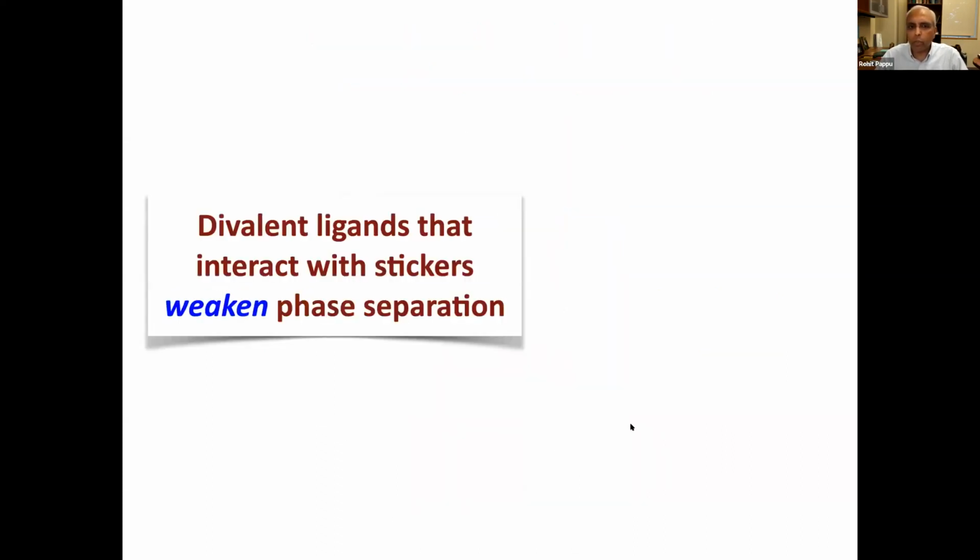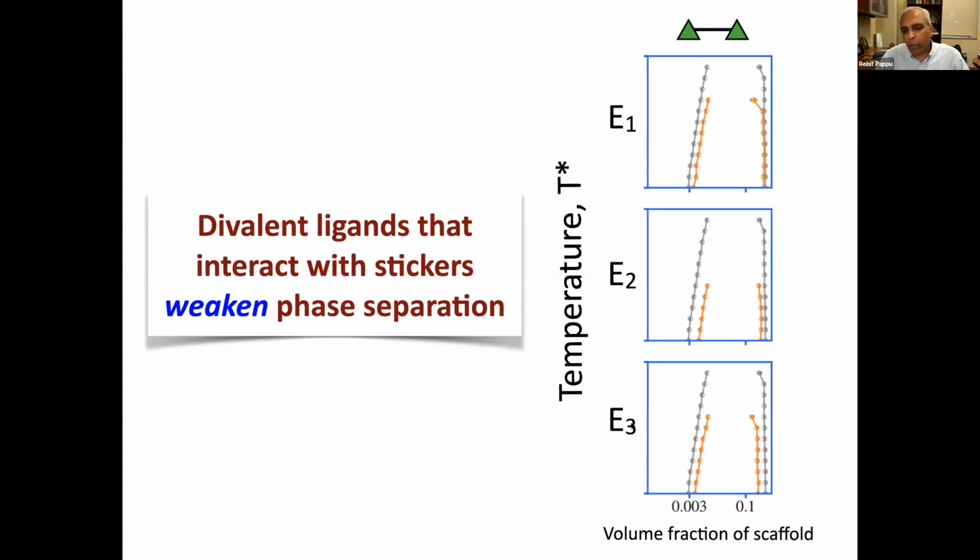Let's ask what happens with divalent ligands. As the title tells you, you have divalent ligands that are going to interact with the sticker regions. And so we start to see a destabilization of phase separation with the divalent ligands. But the extent of the destabilization is not as pronounced as with the monovalent ligands. You're probably wondering why: there is a cross-linking ability coming from the divalent ligands, because they can also add to the valence. So there's a destabilizing but not an abolishing effect.